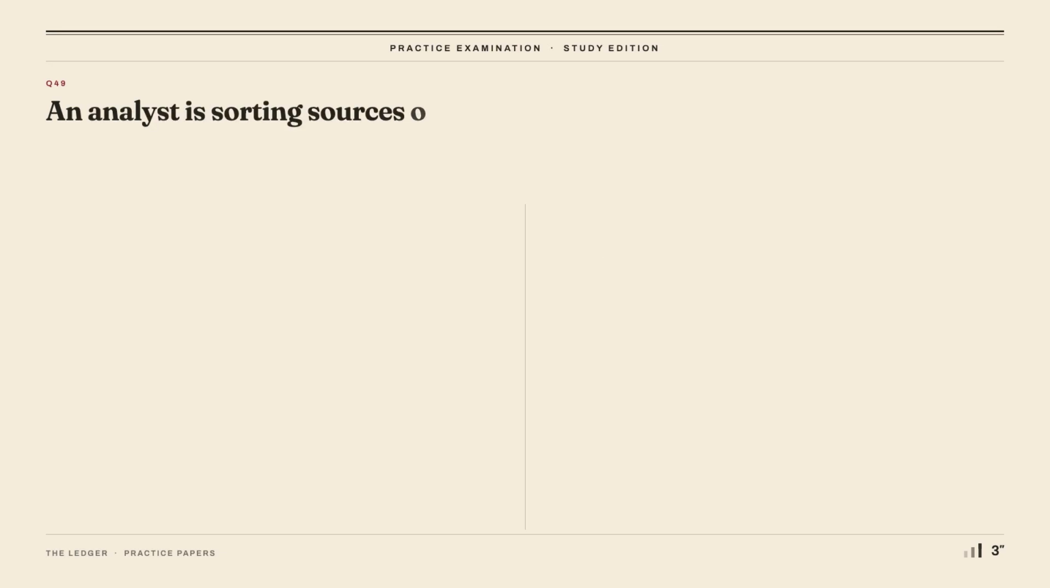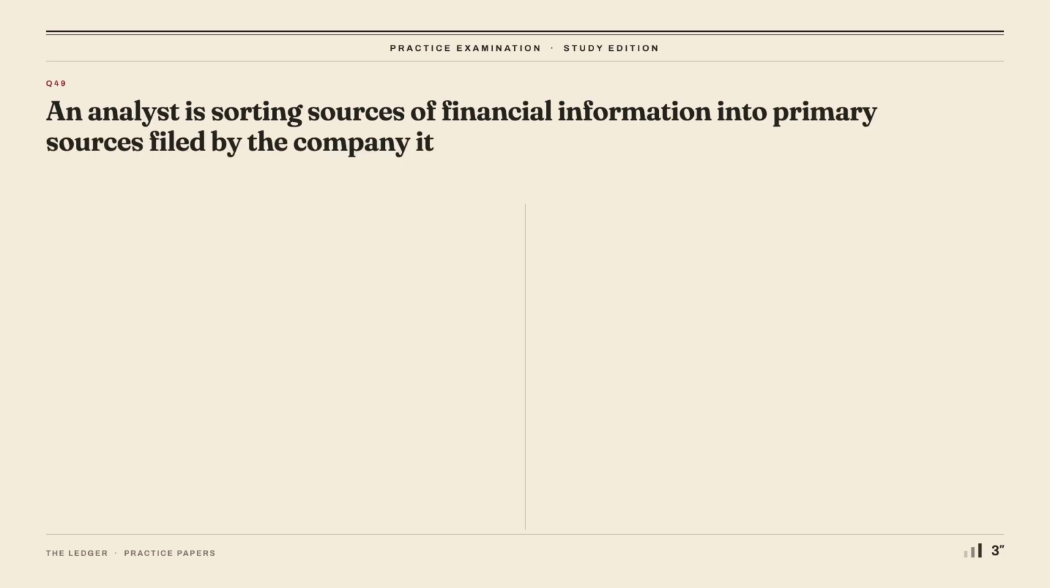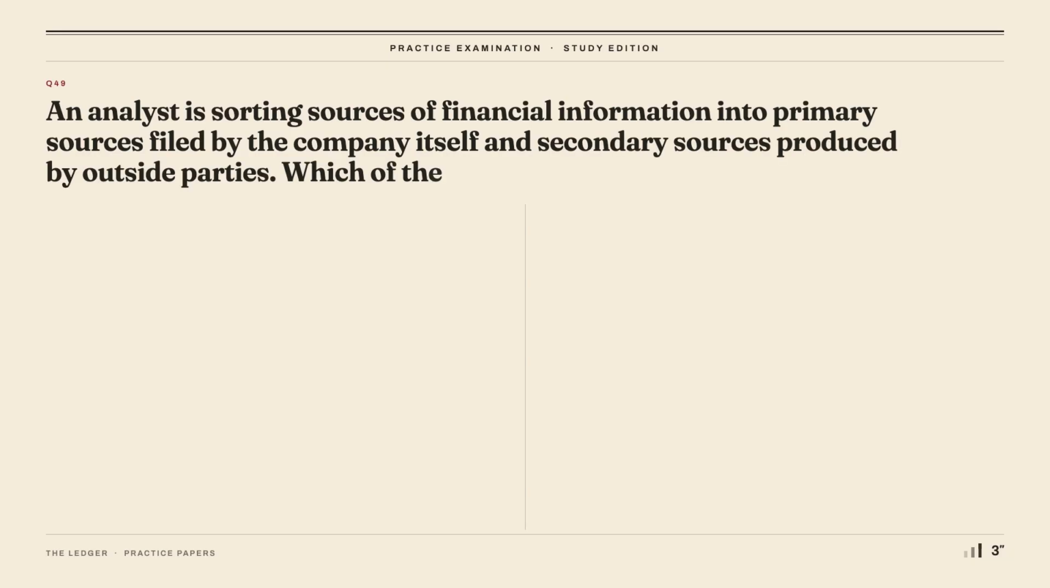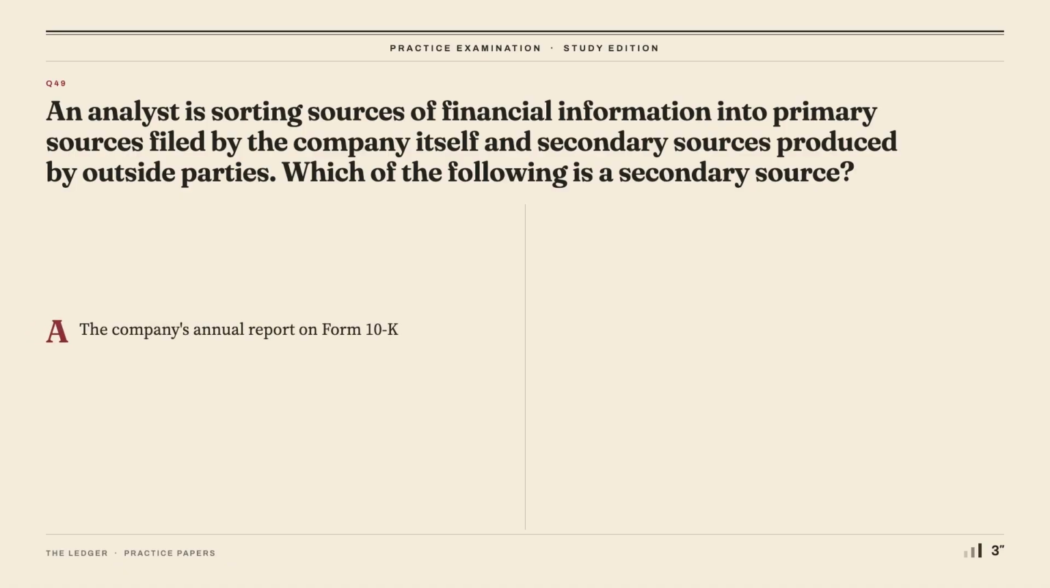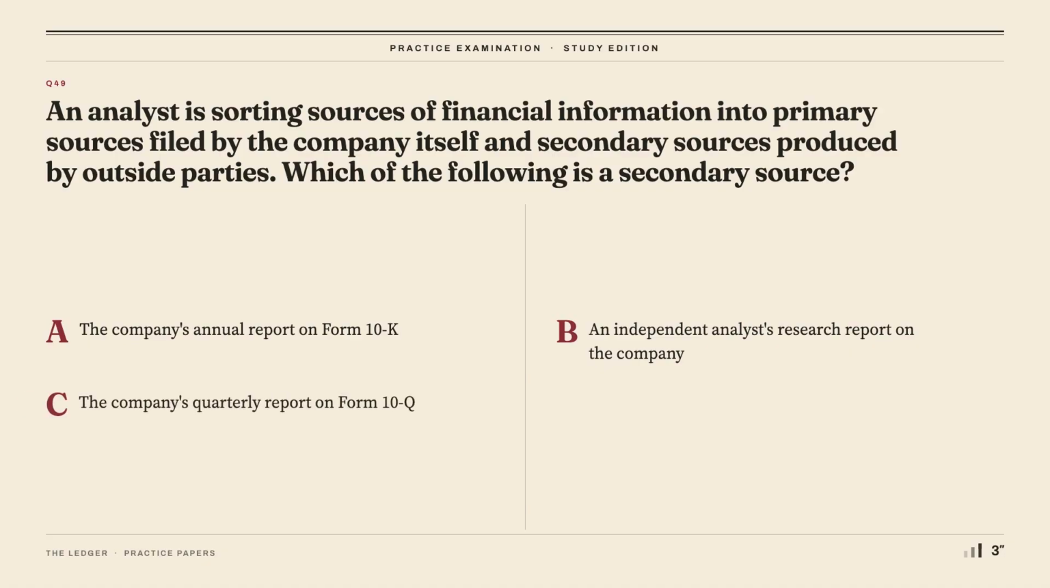Question 49. An analyst is sorting sources of financial information into primary sources filed by the company itself and secondary sources produced by outside parties. Which of the following is a secondary source? Your options are A. The company's annual report on Form 10-K. B. An independent analyst research report on the company. C. The company's quarterly report on Form 10-Q. D. The company's own earnings press release. Which one is it? Pause the video if you need more time.